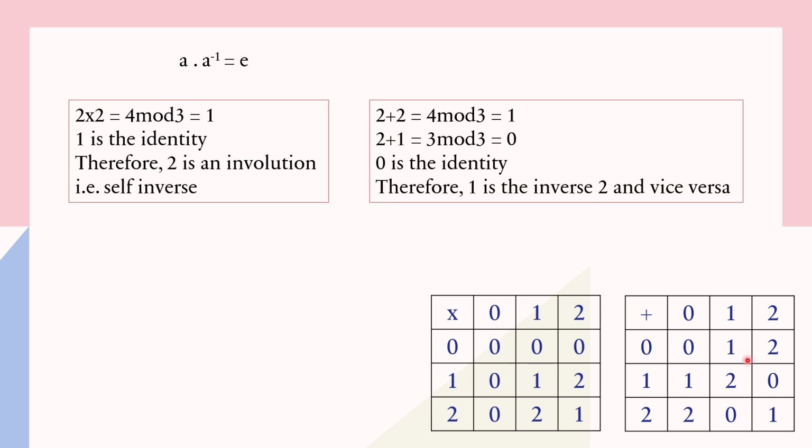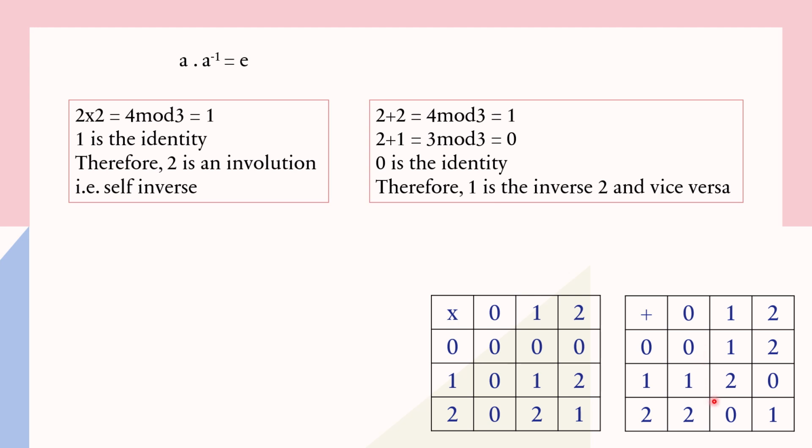Also, we see for the Cayley table for addition, 2 plus 2 gives us 4, mod 3 is 1. 2 plus 1 gives us 3, mod 3, which is 0. So this proves that with 2 and 1 we get 0. So 2 and 1 are the pairs. 2 is the inverse of 1 and 1 is the inverse of 2. Therefore, the inverse for 2 exists.